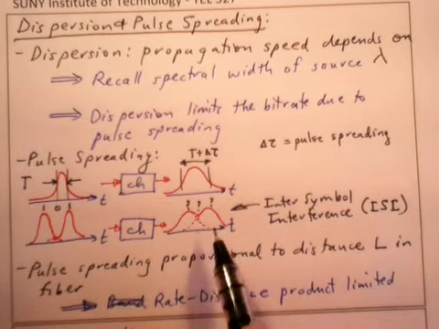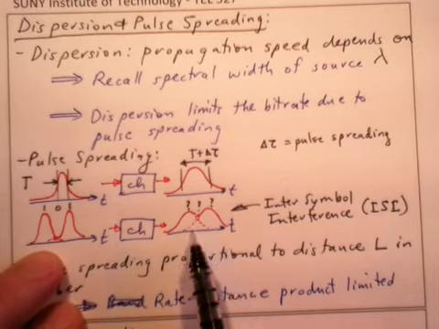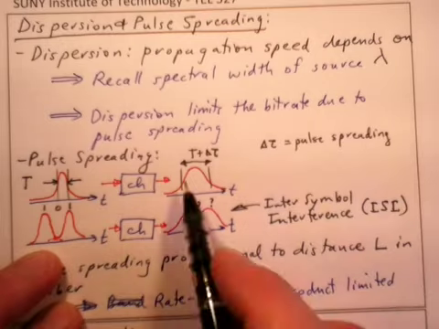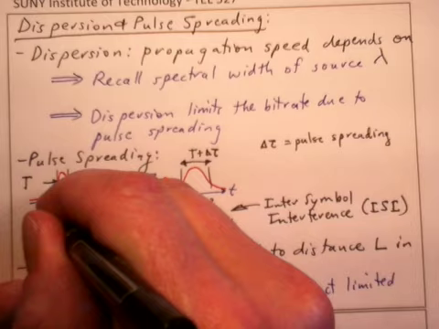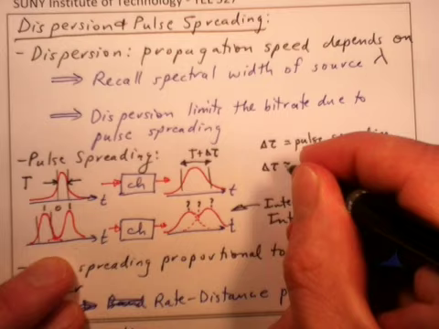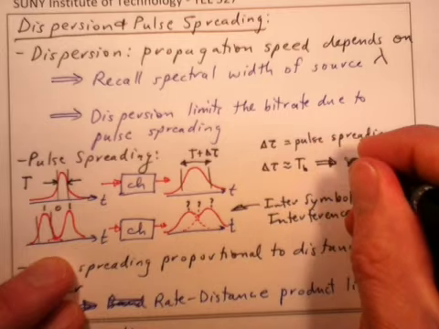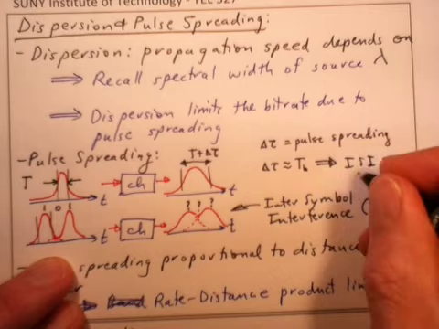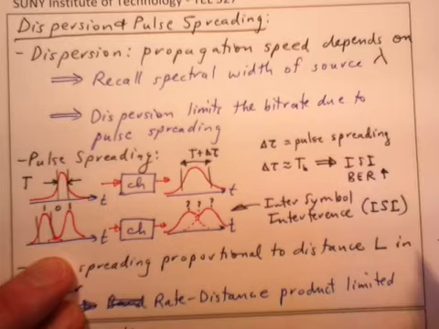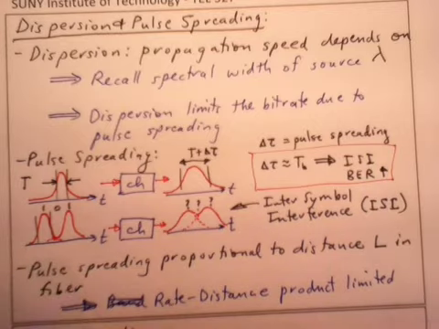Okay, so this inter-symbol interference limits the bit rate of systems, and we'll talk about this in Chapter 3. As soon as the pulse spreading gets to be on the order of the time for a bit period, then we're having problems. So if delta tau is on the order of T bit, then we start seeing inter-symbol interference, and the bit rate is limited dramatically. Okay, so that's sort of the basic idea of pulse spreading.